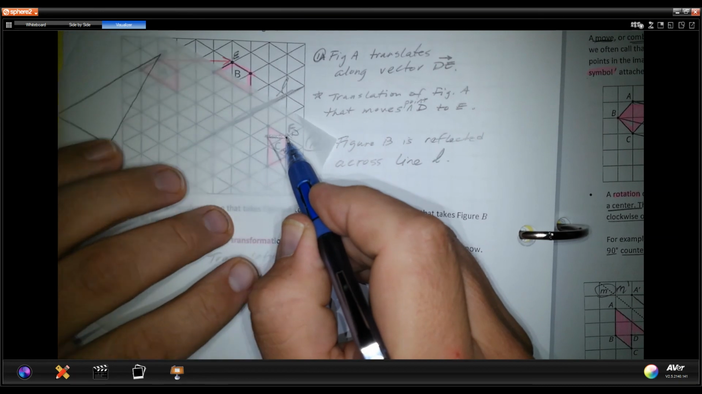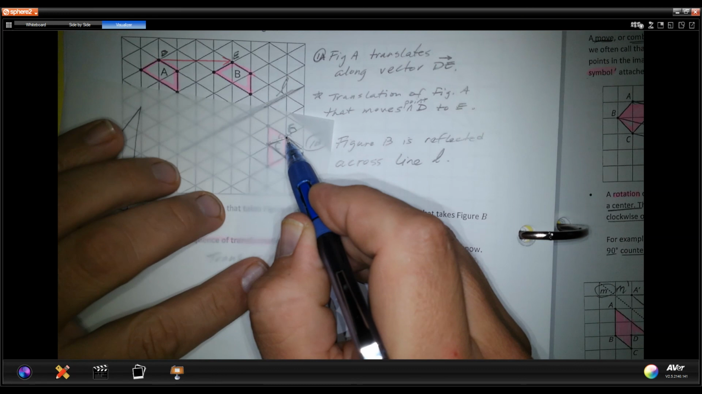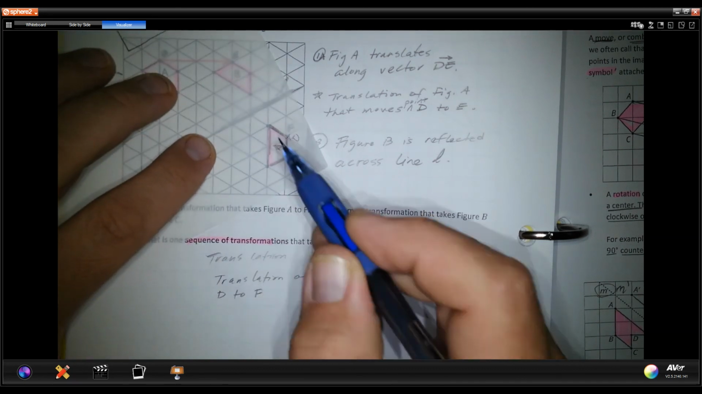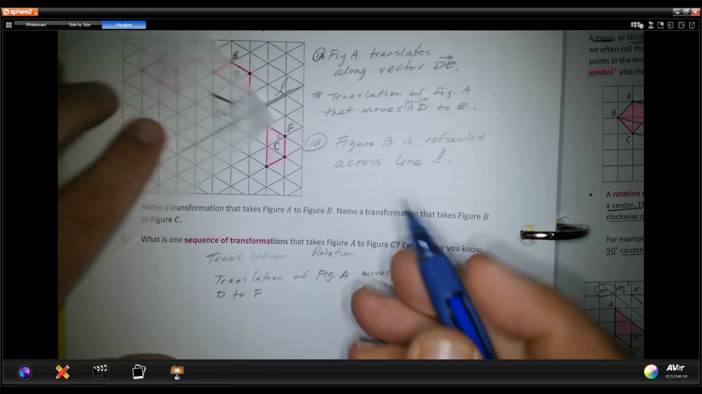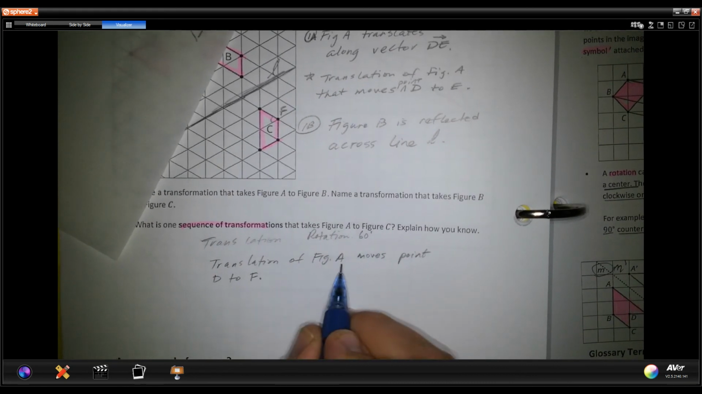And I recognize that as I rotate, it's only rotating within that one little triangle underneath there that I just marked the angle in. What that will tell me is that my rotation is of 60 degrees. So I know that now my rotation is of 60 degrees. I'm just going to mark that so I don't forget it. I'm going to continue my sequence here. Translation of figure A moves from point D to point F.